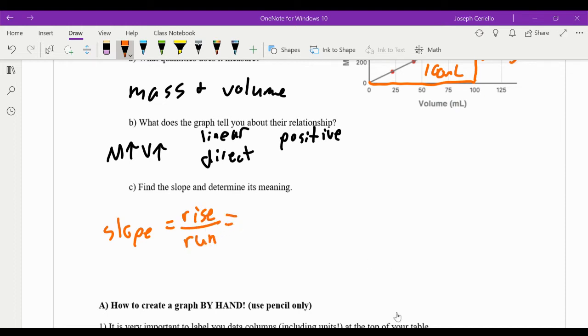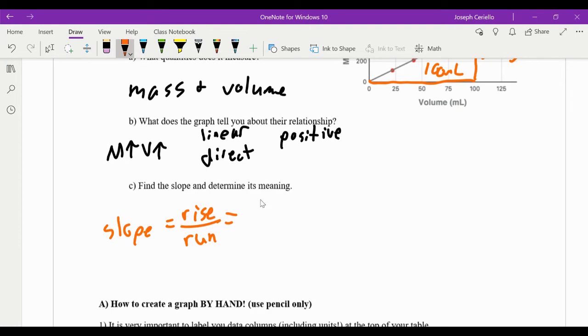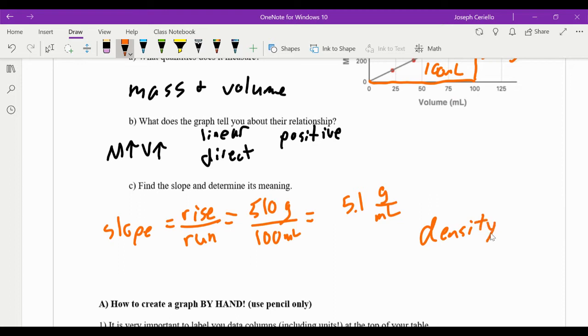And let me just get rid of that. So our rise is going to be 510 grams. Our run, 100 milliliters. And we have 5.1 grams per milliliter. So that's our slope. Now, what is its meaning? This is density. All right. Mass per unit volume.